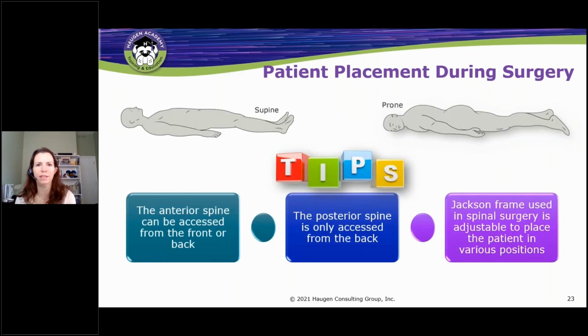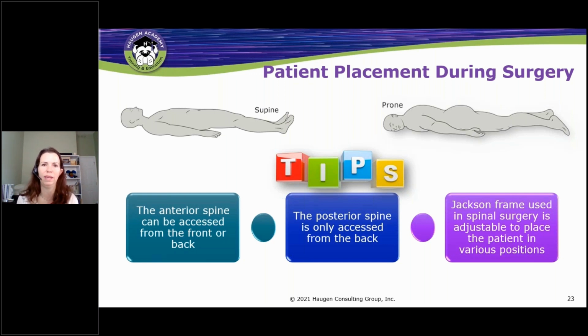And on this slide, you see common patient placement during your surgery. So there can be usually either placed supine or prone. We're going to talk about surgical approaches on the next slide. This will lead into it.